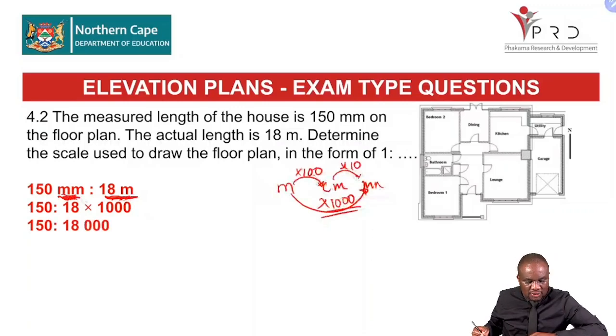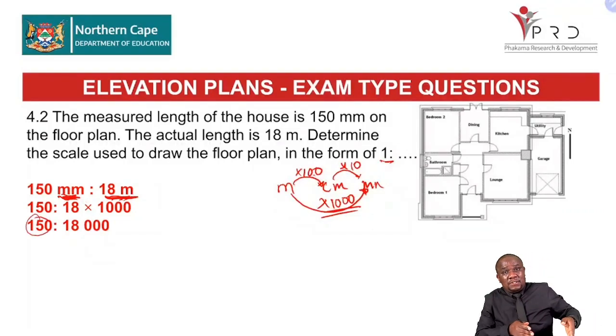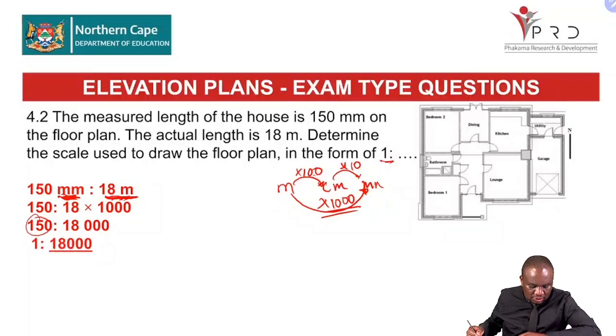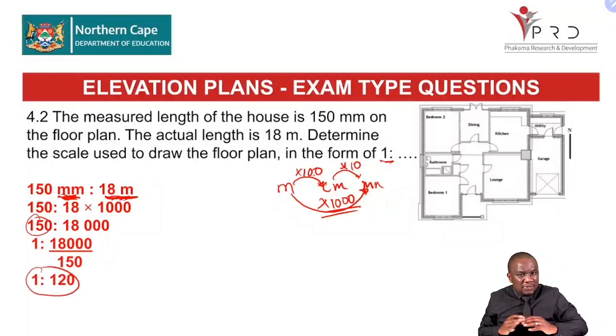And then, they said in ratio 150:18,000. We want to make this one 1. It means what we do on the left, we must do on the right. We divide the left-hand side by 150 so that we get 1. We must also divide 18,000 by 150. 18,000 divided by 150, we get 1:120. You see that there are no units there. Number scale does not have units. We don't write units. 1:120, that's enough.